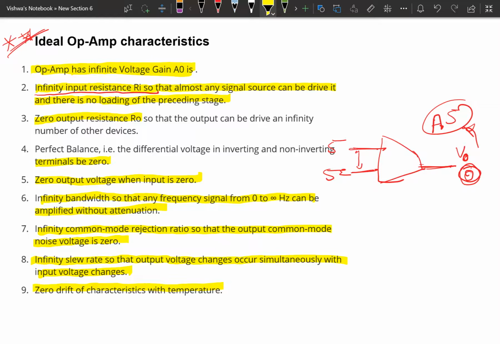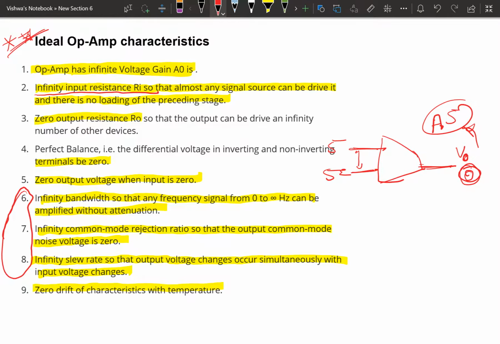Okay. These are the ideal characteristics. These terms we will study in the next classes. Now I am not going to explain all of these here. So take a screenshot of this one and note it down.